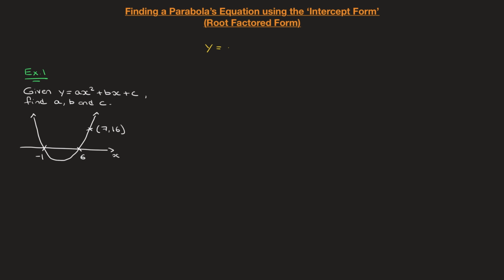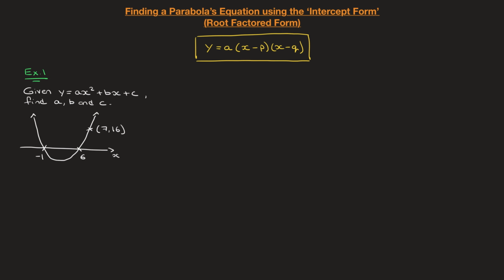y equals a times, in parentheses, x minus p times x minus q. And I'll go ahead and box that. Do make a note of this. This is the intercept form of a parabola's equation, also known as the root-factored form. And looking at this result, the p and the q that we have inside these pairs of parentheses are nothing more than the values of x at which the parabola crosses the x-axis.